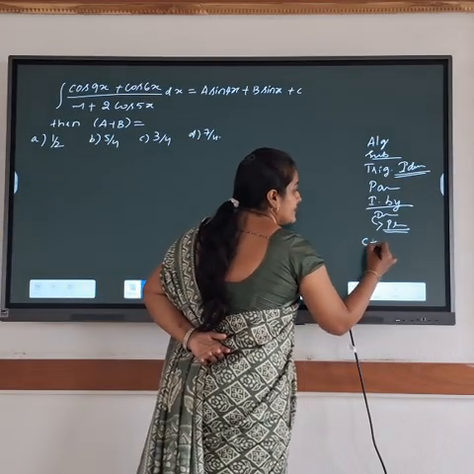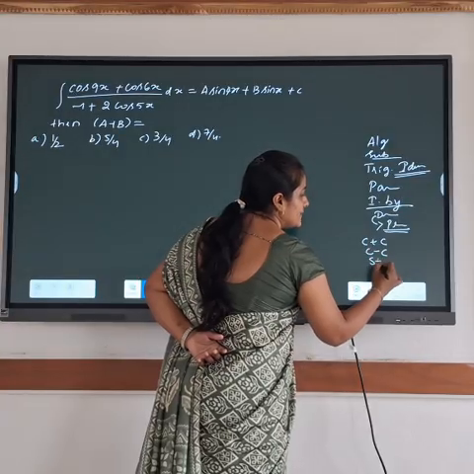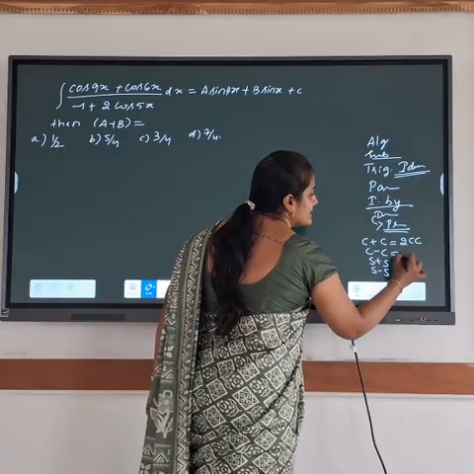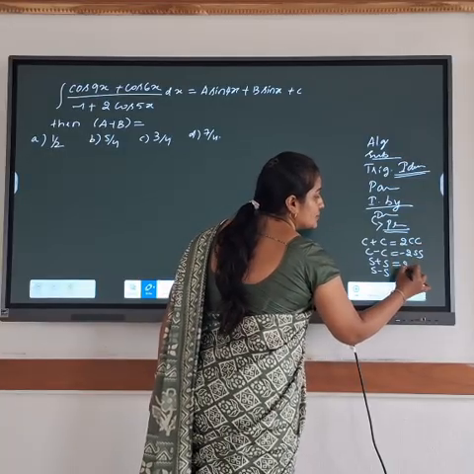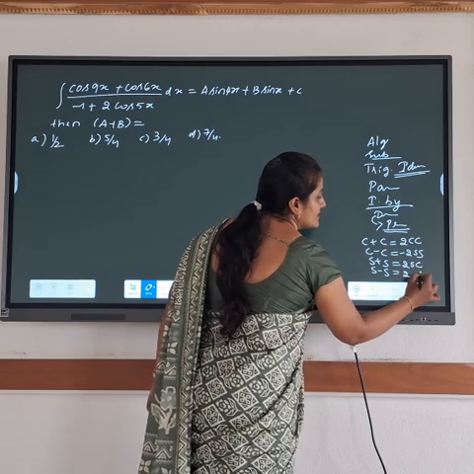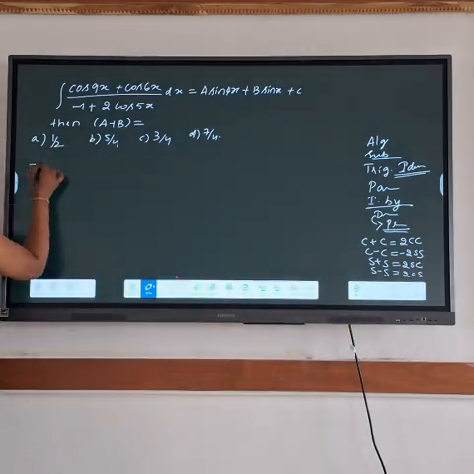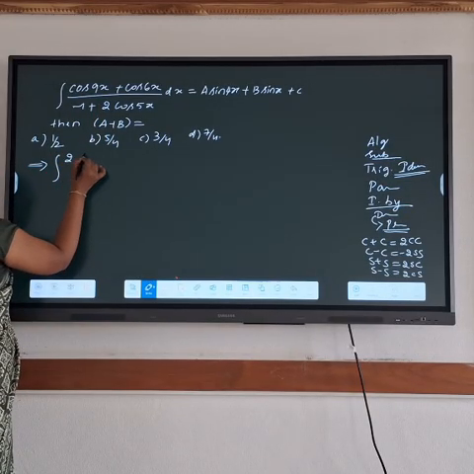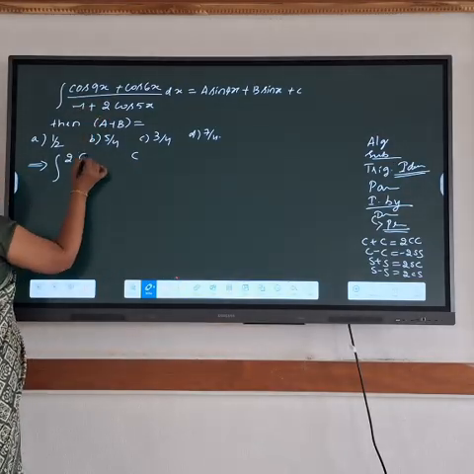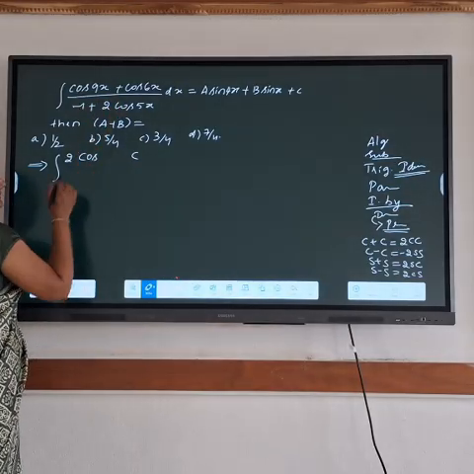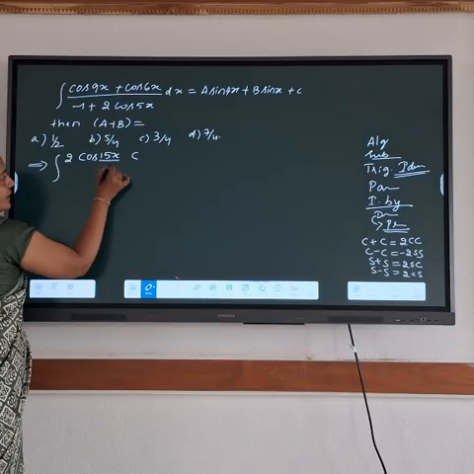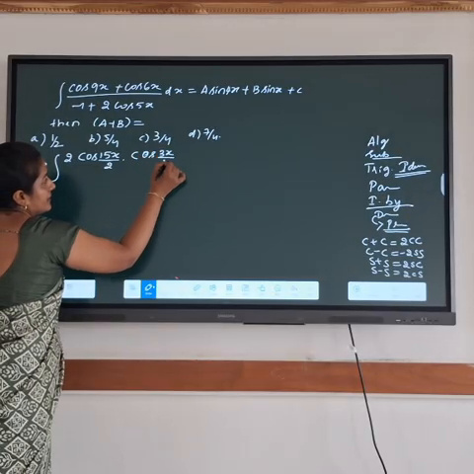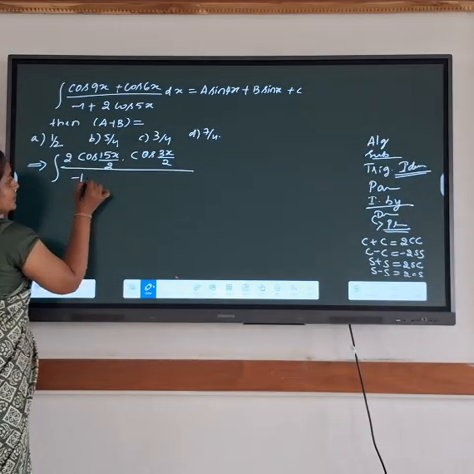Mainly here we are using the C plus C formula, C minus C, S plus S, S minus S. C plus C can be written as 2 cos C cos, C minus C as minus 2 sin S sin, S plus S as 2 sin S cos. Cos 9x minus 6x will be cos 3x by 2, divided by minus 1 plus 2.